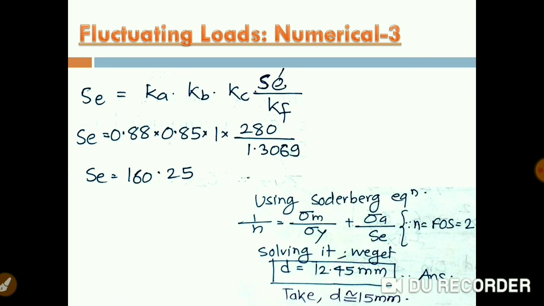Now putting all these values in the Soderberg equation, we can find out the diameter. The diameter comes out to be 12.45 millimeter, that is taken as 15 millimeter, because the factor of safety is given.